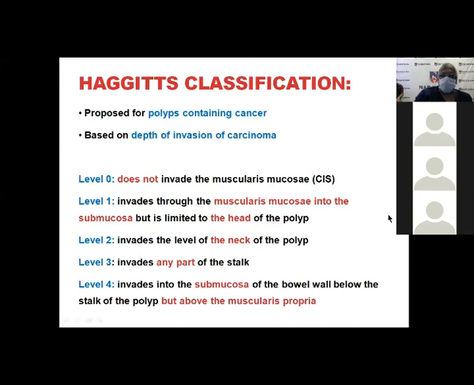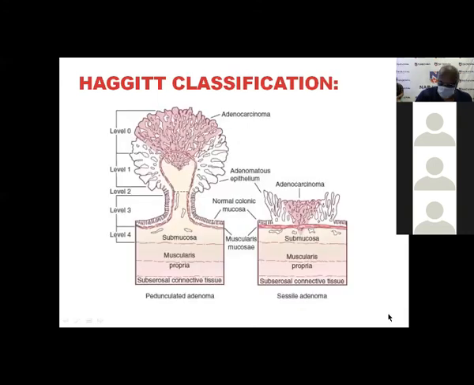If it proves the base, the stalk is good, there is no need for more. This is the Haggitt's classification. You can see level 0, level 1, level 2, level 3, and level 4. But muscularis propria is not involved. This is with a stalk, this is without a stalk. Both are capable of being done with a local excision.